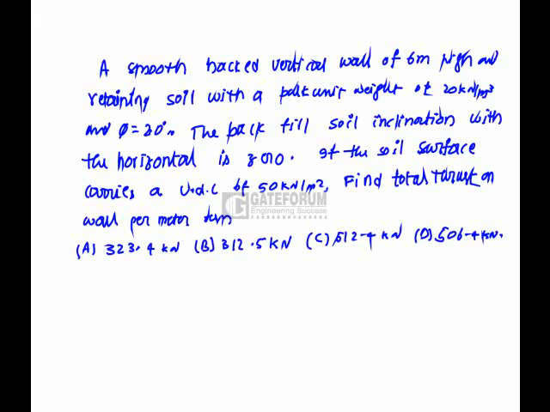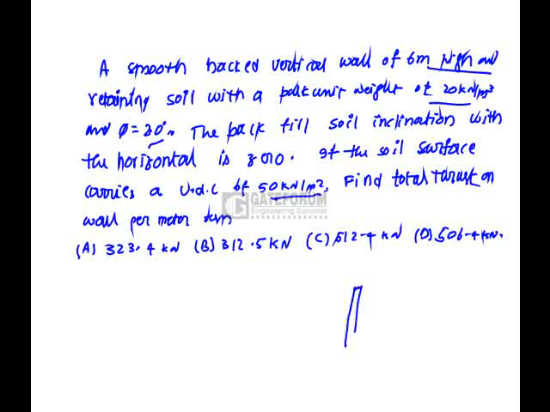A smooth backed vertical wall of 6 meter high retains soil with a bulk unit weight given as 20 and phi given as 20. The inclination of the backfill soil top with the horizontal is 0. If the soil surface carries a UDL of 50 kN per square meter, find the total thrust on the wall per meter run.